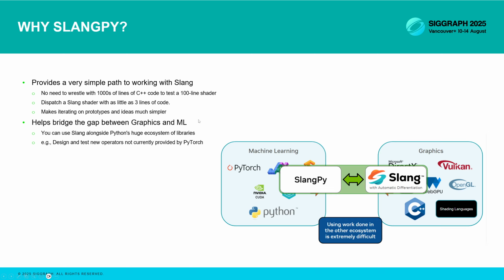There's also another important aspect, which is that it helps us bridge the gap between graphics and machine learning. SlangPy has a number of features which facilitate machine learning capabilities, such as auto-differentiation, which we'll look at in a moment. You can also use SlangPy alongside Python's massive ecosystem of libraries. You've got the usual suspects such as NumPy, Matplotlib, Pillow, and hundreds, thousands of others that you can use and integrate seamlessly with your day-to-day usage of Slang. You can also design and test new operators for something like PyTorch, which has a Slang backend.